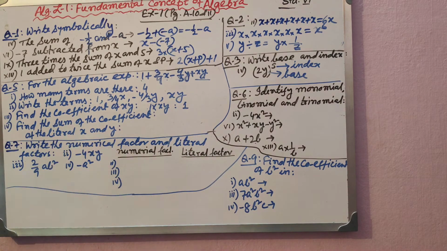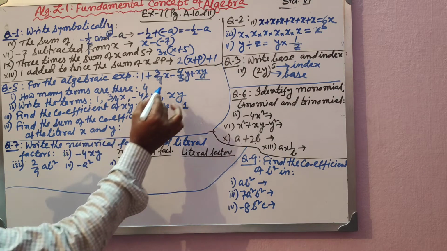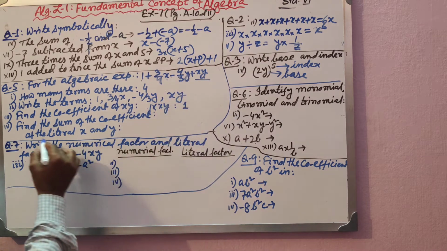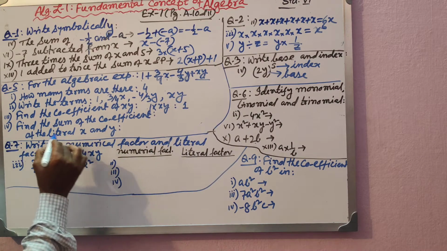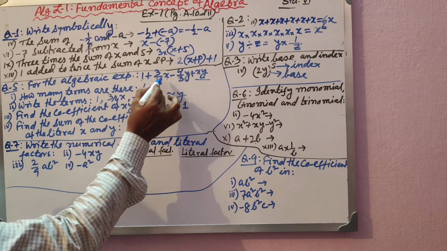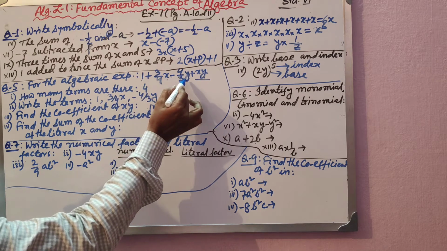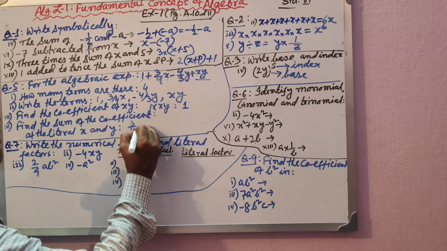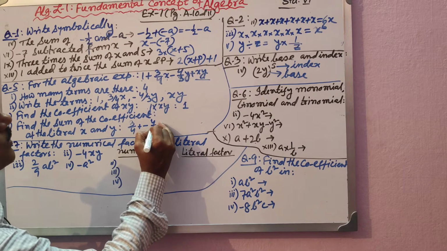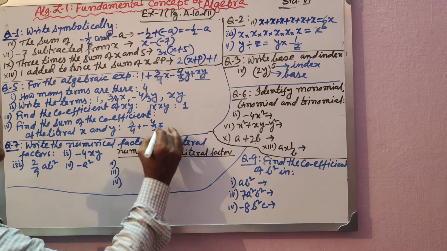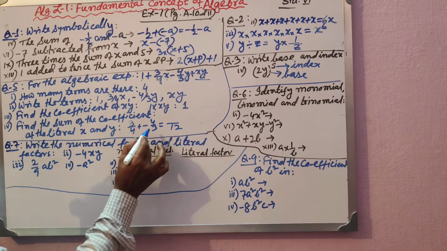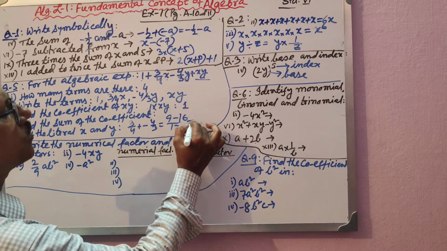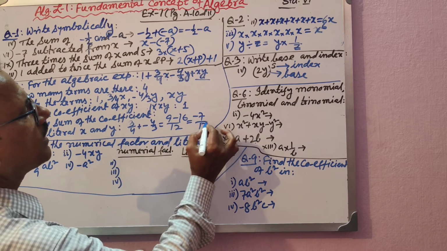Find the sum of the coefficient of the literal x and y. X and y literal, where is it? X literal is here and this one. Sum of the coefficient: x coefficient is what? 3 by 4. Y coefficient is what? Minus 4 by 3. So sum of these two, 3 by 4 plus minus 4 by 3. If you solve it, what will it be? 12 will be the LCM. 3 fours are 12, 3 threes are 9, 4 fours are 16. 9 minus 16 is equal to minus 7 by 12. That will be the answer.